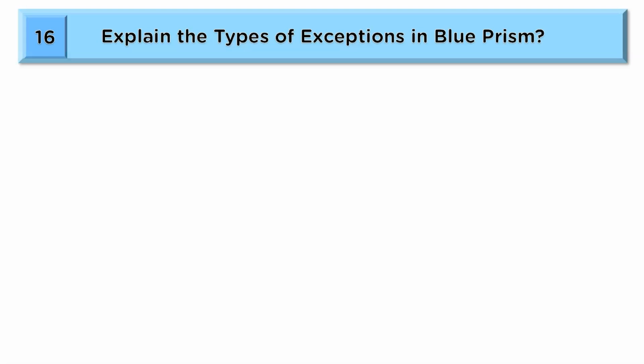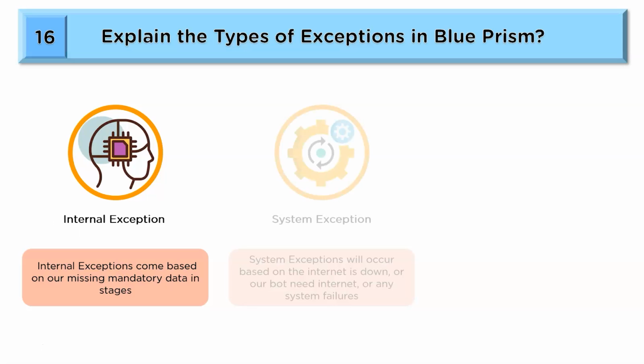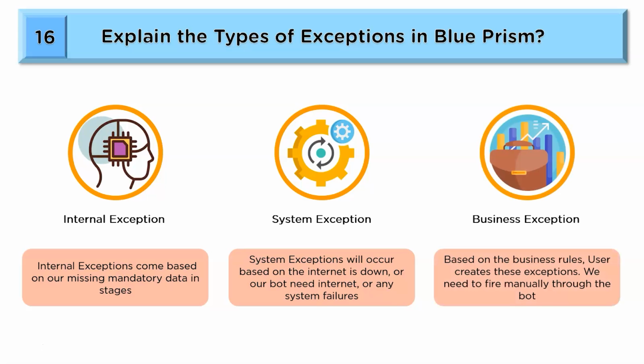Explain the types of exceptions in Blue Prism. The three types of exceptions in Blue Prism are internal exceptions, which come from missing mandatory data in stages. System exceptions, which occur when the internet is down, the bot needs internet, or there are any system failures. Business exceptions. These exceptions are not really exceptions. They are based on the business rules we are creating, and we need to fire them manually through the bot.